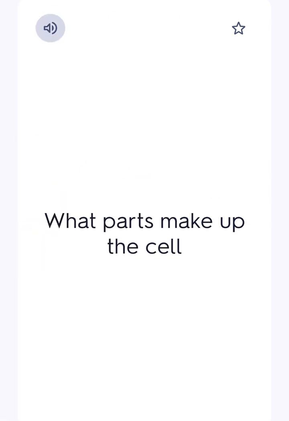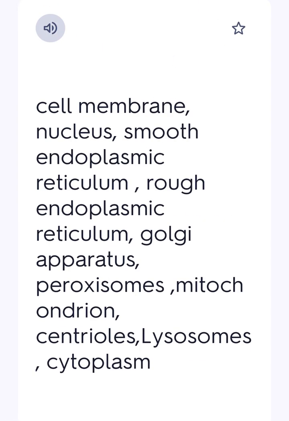What parts make up the cell? Cell membrane, nucleus, smooth endoplasmic reticulum, rough endoplasmic reticulum, Golgi apparatus, peroxisomes, mitochondrion, centrioles, lysosomes, cytoplasm.